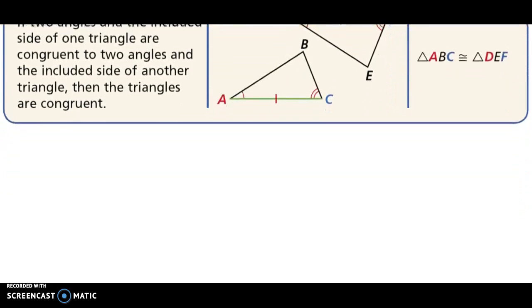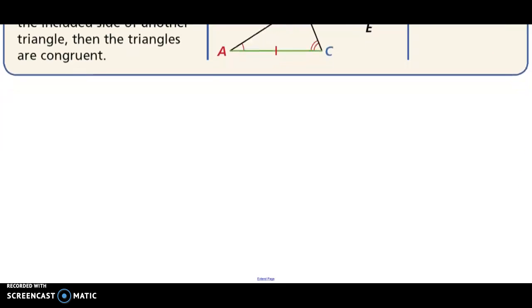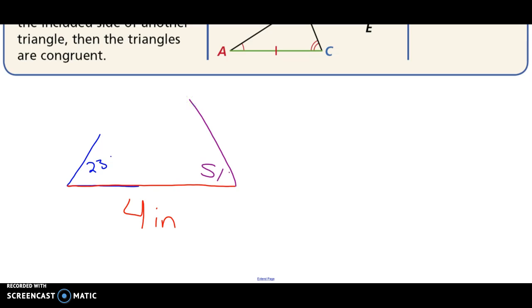Okay, so this is easy to see if I draw an example. So let's say I know that this angle is 23 degrees. And I know that this side is 4 inches. And I know that this angle is 51 degrees. Could you now finish the triangle? Yeah, that's basically like the concrete supports, right? But if this is 23 degrees, this has to keep going, right? And if this is 51 degrees, this has to keep going. So could you now finish the triangle? Yeah. So all you had to ask was an angle, the side in the middle, and another angle.